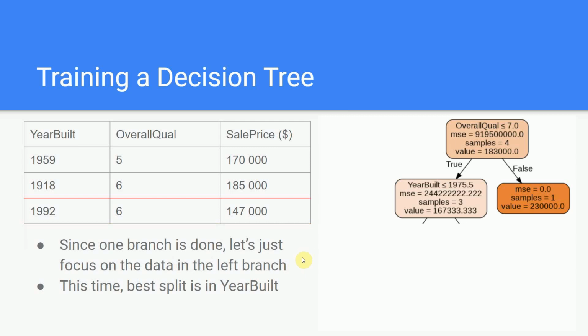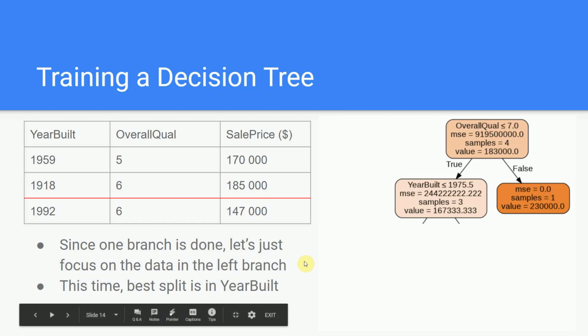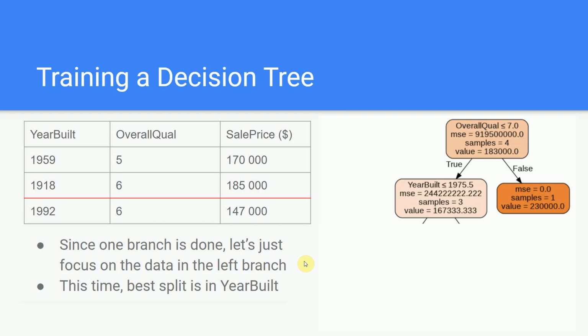So now there are just 3 examples that correspond to this node right here. And so once again, we are going to try every single split in our data and determine the best one. And so this time, it turns out the best split was based on this year built feature. And the split was right here in the data. And so as you can see, the split is if year built is less than 1975.